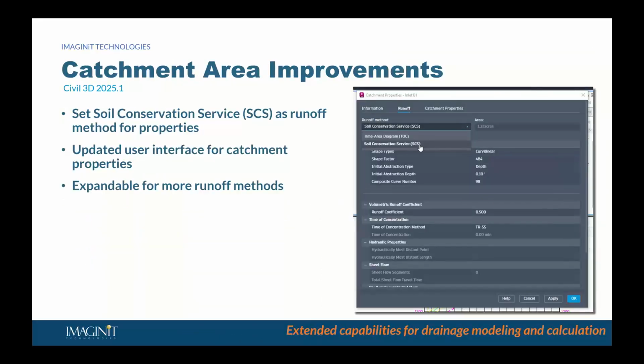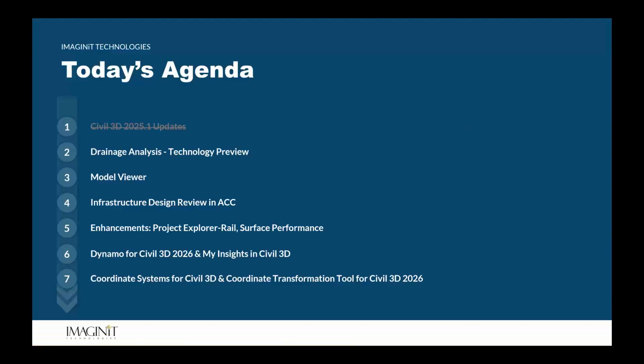Catchment area improvements, which really tie in to the drainage portion that was added in 2026. There's a little bit more information inside of here so that we're able to do some more work, specifically the new runoff method for the SCS and just a whole new UI for you. So if you were running earlier releases, catchments have been part of Civil 3D, but the interface has been improved for us here. Now, that was just a 2025 little hot take on that.